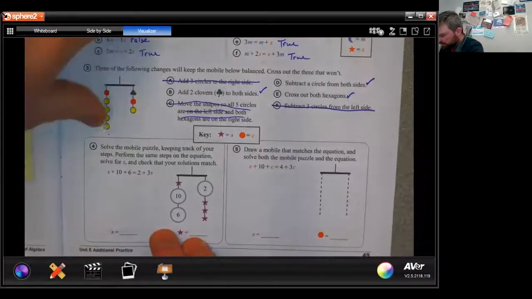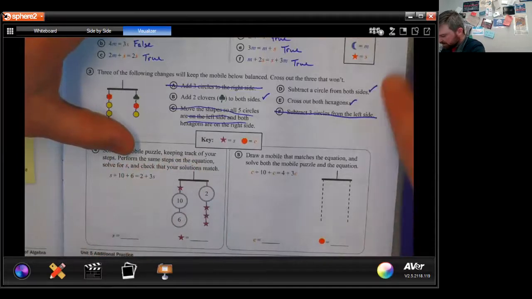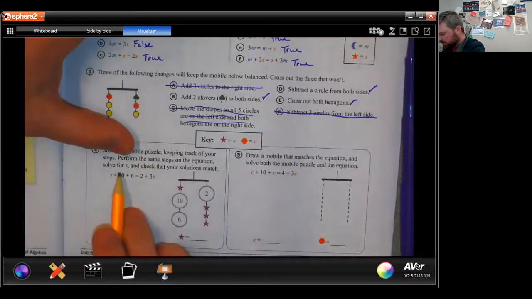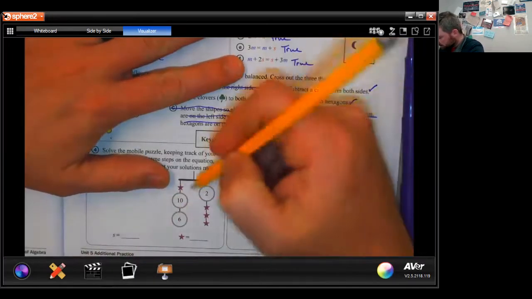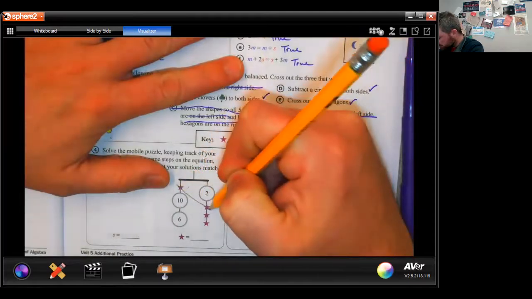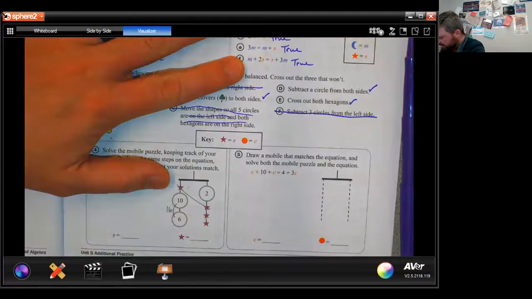Problem 4, solve the mobile puzzle, keeping track of your steps. Perform the same steps on the equation. Solve for S, then check that your solutions match. Okay, so we're going to solve this first. So I can cross out a star. Okay, here if I combine these, I get 16. If I take 2 away from here, I take 2 away from here, and I get 14. I have 2 stars left. So 14 divided by 2 would be 7.